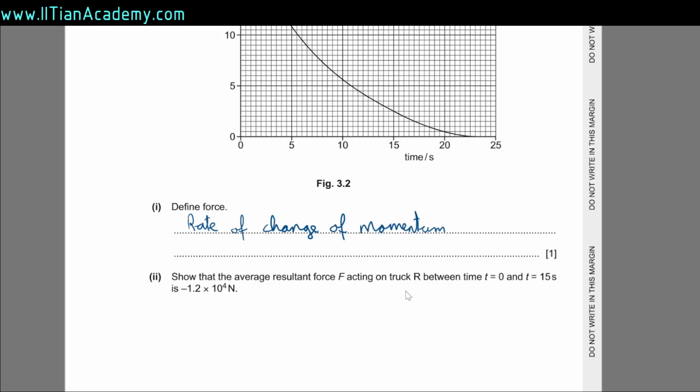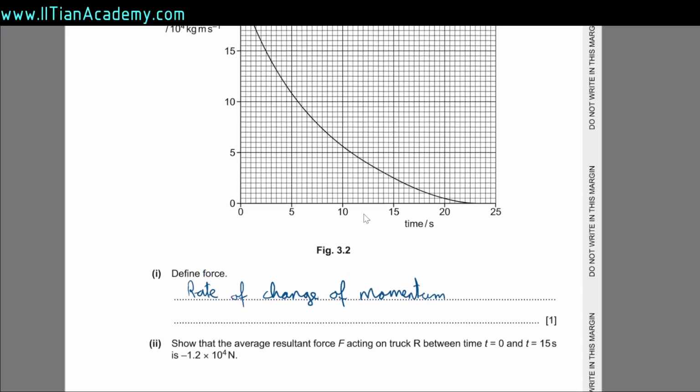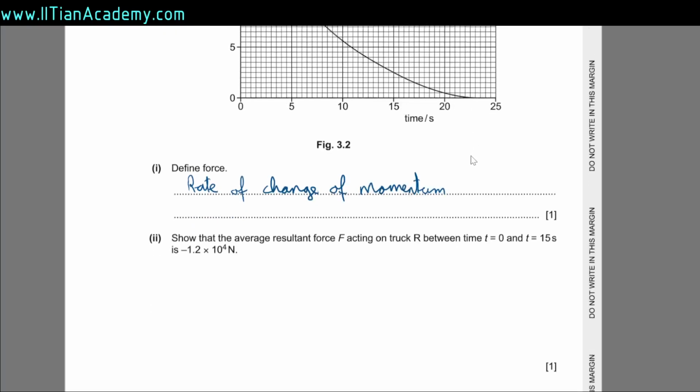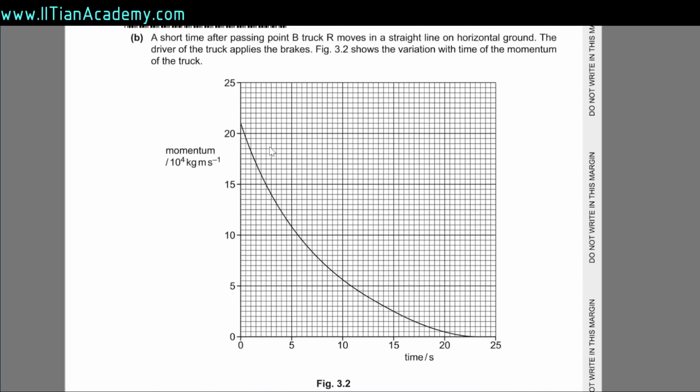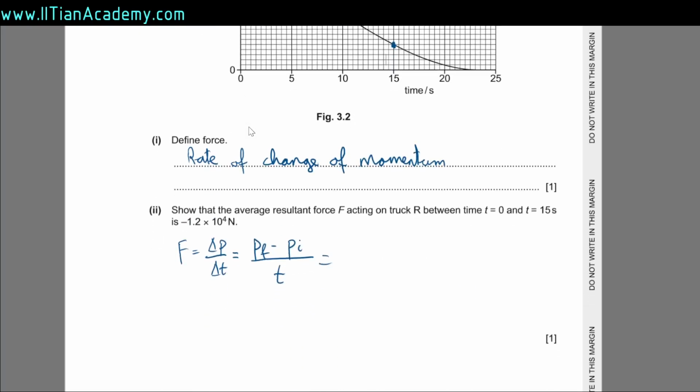Like this. And we can show that the average resultant force F acting on the truck between 0 and 15 seconds is minus 1.2 times 10 to the 4. So, as we have just said, force is the rate of change of momentum. So we can take the final momentum, subtract the initial momentum, divided by the time. So our final momentum at t equals 15 was 2.5 approximately.